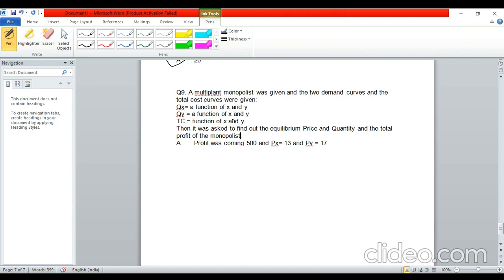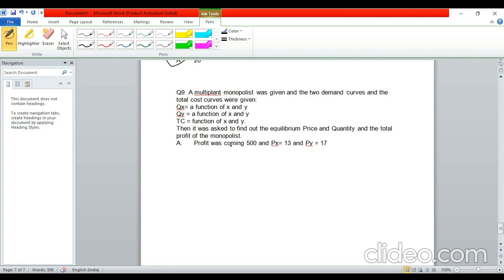Similarly, QY was given as a function of X and Y again, and the total cost function was also given. It was a very big function, consisting of terms like X, Y, X square, Y square, and XY. I do not remember the exact functions, but it was asked to find the equilibrium price in both the markets, and the total profit of the monopolist. I think it was also a very simple question, but a little bit lengthy because there were calculations involved.